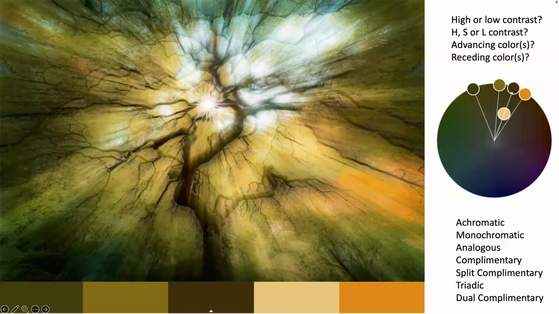Here's the one that's analogous, right? So all the colors work together. Not a whole lot of color contrast. There's some lightness and darkness contrast, but not a lot of color contrast. Yeah, so a difference between the advancing colors in the middle and the receding colors at the edge helps keep the eye toward the middle.